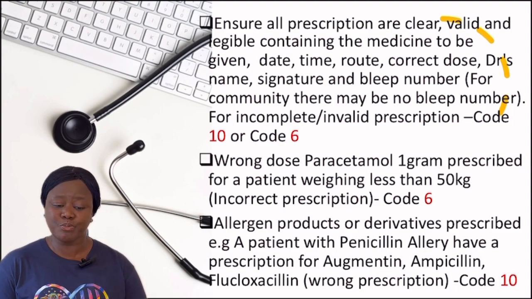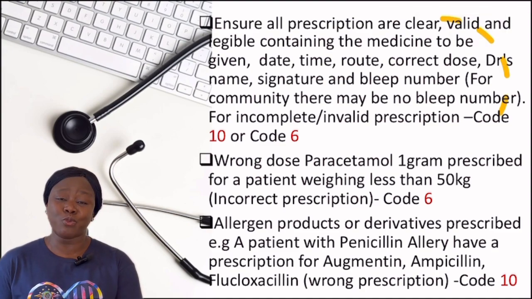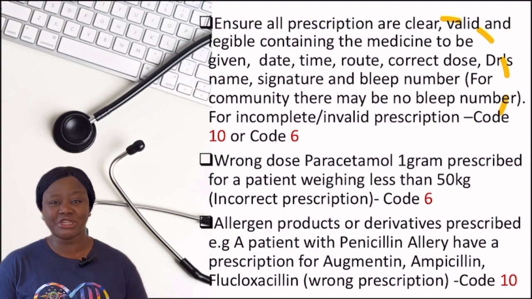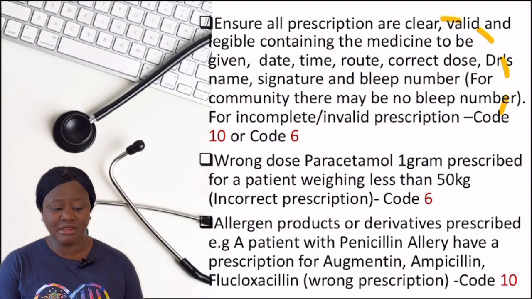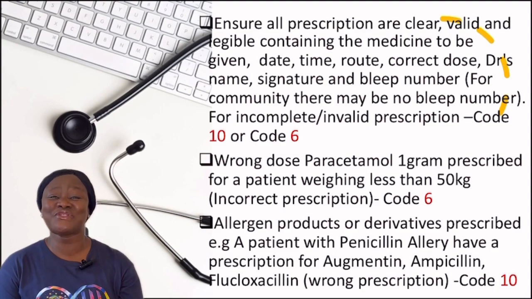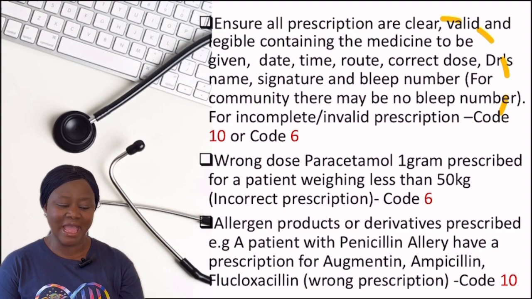When you have allergen products or derivatives prescribed when a patient is allergic to such a product, you would definitely need to code that. You don't want to end up with code 9 when your patient will develop anaphylaxis. You don't want to wait for that. So if, for example, a patient is allergic to penicillin and you have Augmentin, ampicillin, flucloxacillin, and all the other derivatives prescribed for your patient, no, no, no, no. You have to escalate that. That's a wrong prescription. I will give it a code of 10.